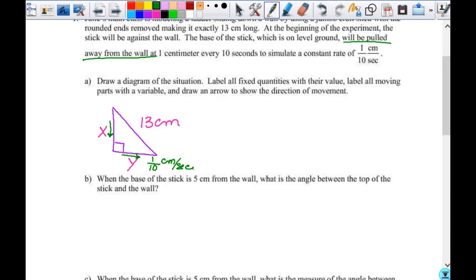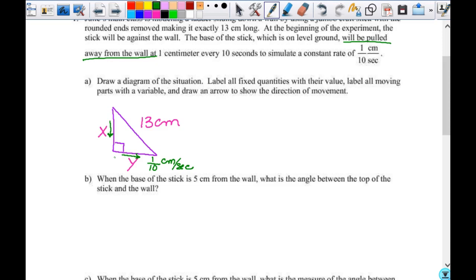It did speed up. So this is being pulled away at a constant rate. The rate at which this is changing is not a constant rate. This is an increasing rate. This rate of change changes. Okay? So that seems a little weird, but that's what's happening here.